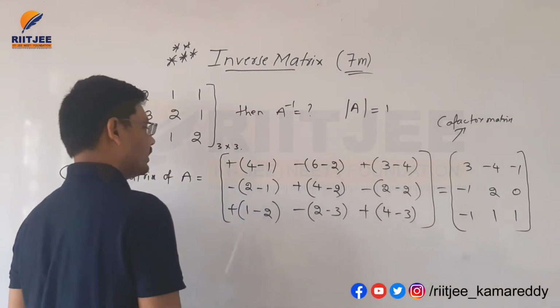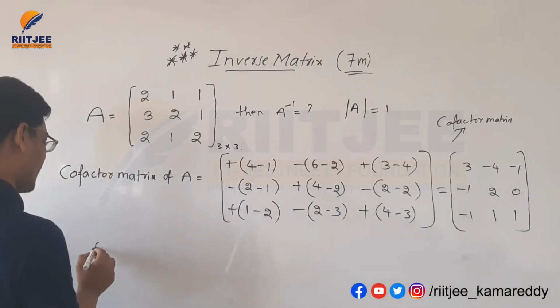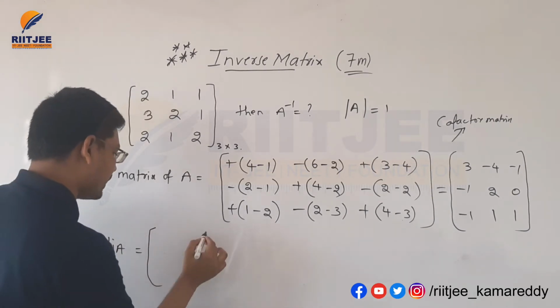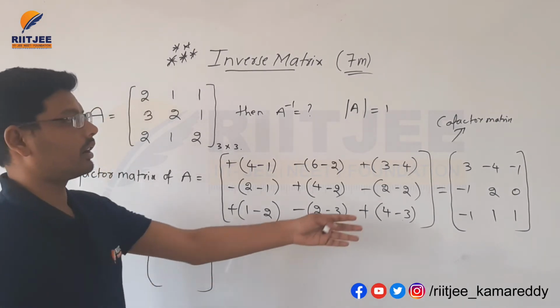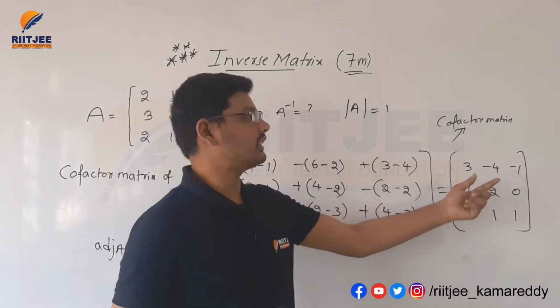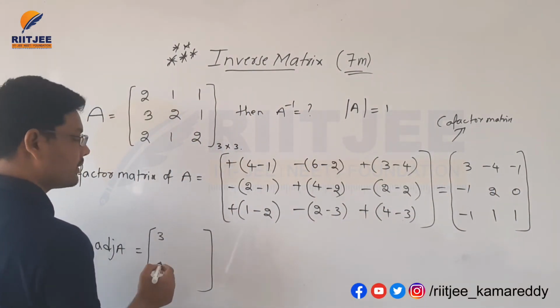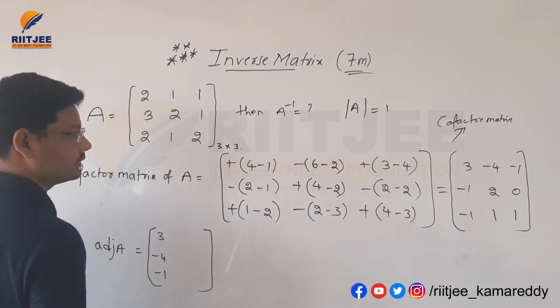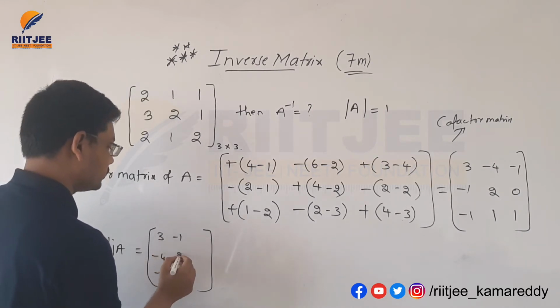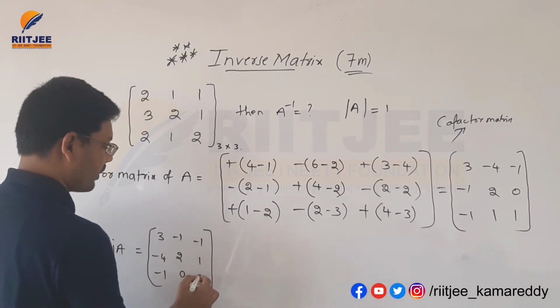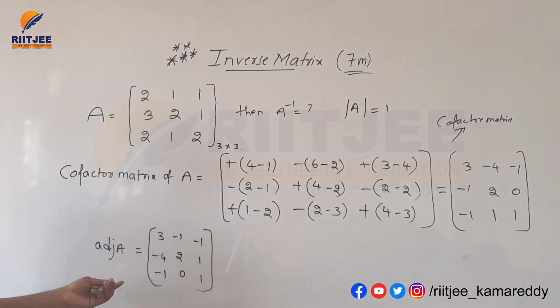But here we want the adjoint matrix. Adjoint matrix is nothing but the transpose of a cofactor matrix. Transpose of this matrix, if I am writing that transpose of that matrix: 3 minus 4 minus 1, minus 1 2 0, and minus 1 1 1. This is the adjoint of a matrix 3 by 3 here.